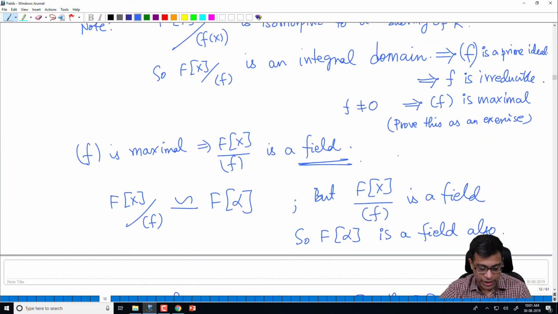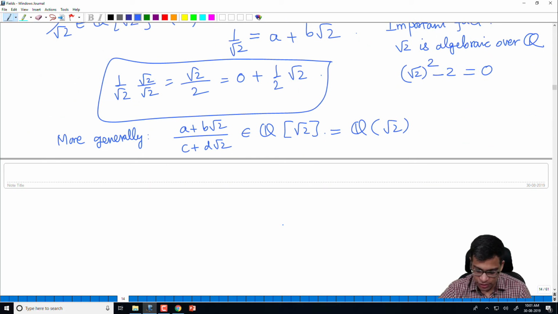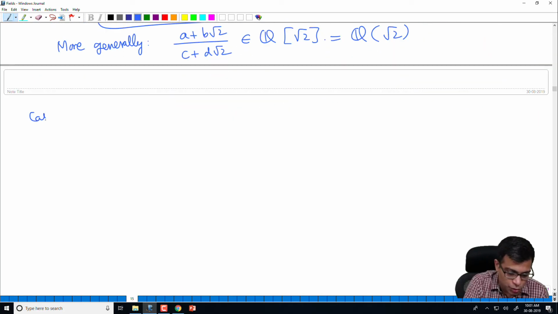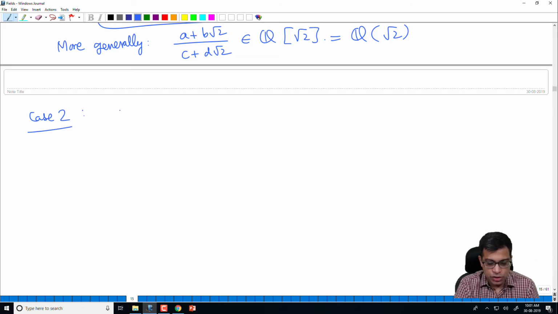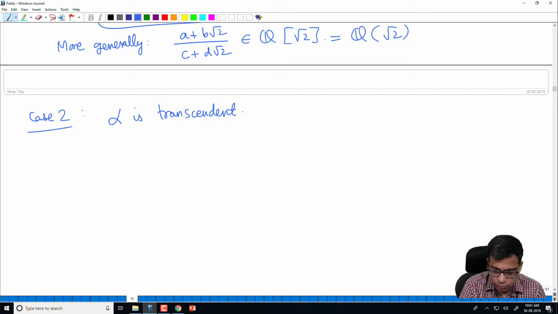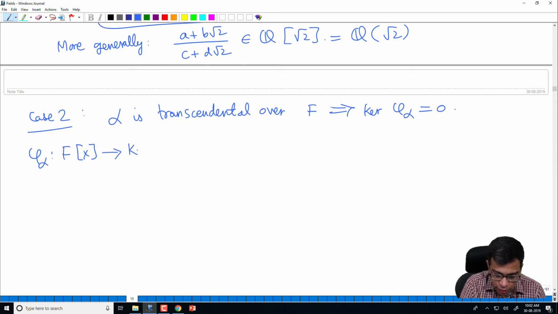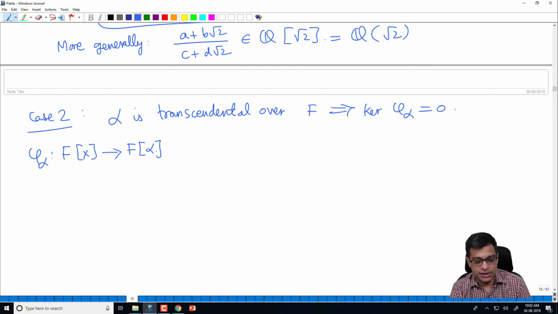The situation is very different when you have a transcendental element. So let's look at a transcendental element. So this completes case 1. So let's do case 2. So suppose alpha is transcendental over F. Now this means kernel of phi alpha is 0. Remember, phi alpha is the map from the polynomial ring over F to K. And in fact I am going to write this as F[alpha], because the image is something we have already analyzed.